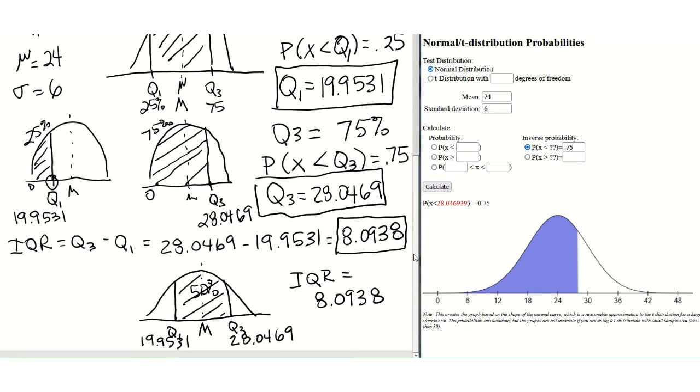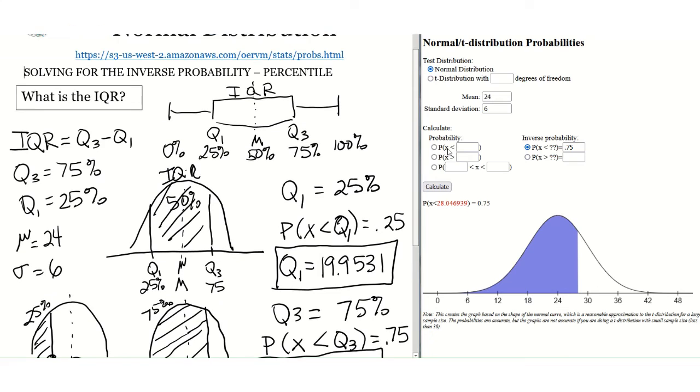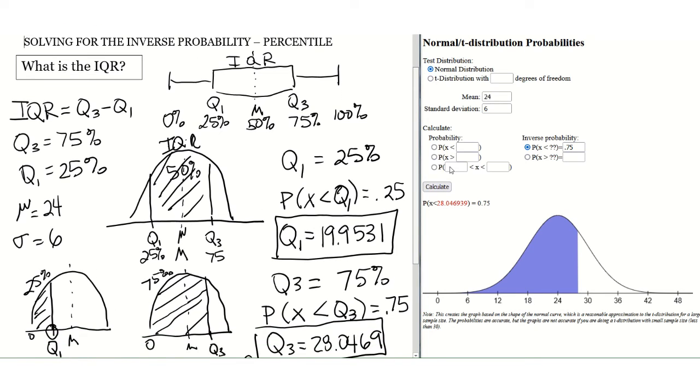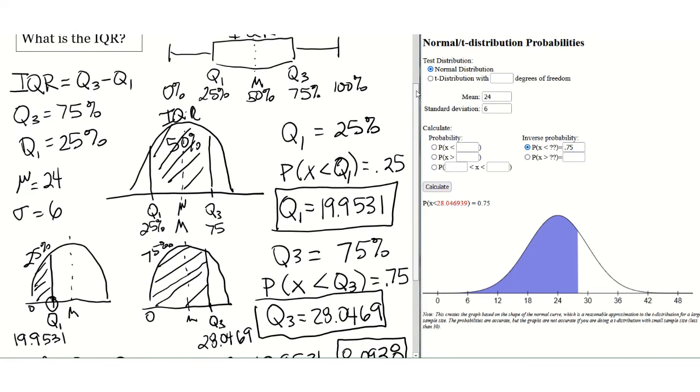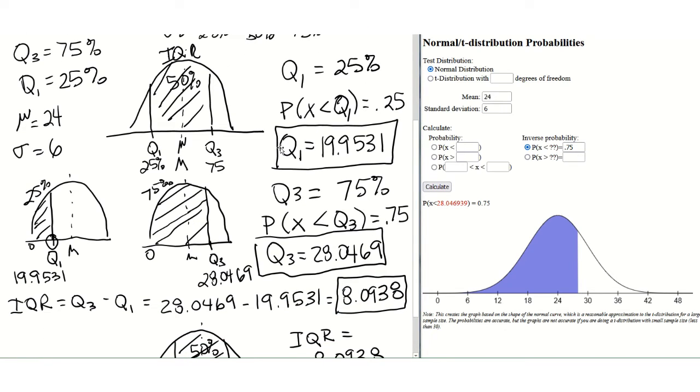So let's just review this because this problem trips up a lot of people. When you solve for the IQR, there are 3 steps to this. The first thing you need to do is solve for the first quartile. The first quartile is at 25%. So you're going to plug that into your probability calculator, and that's going to give you this point right here, where you're going to get 25%.